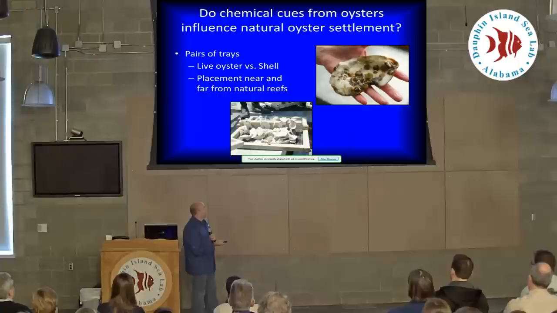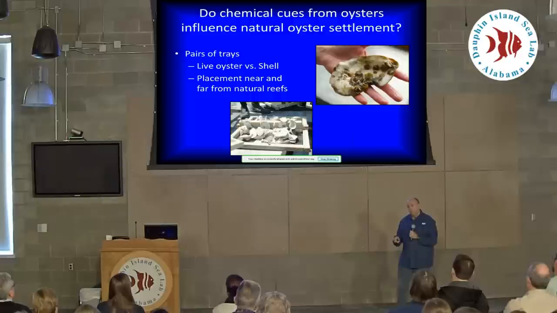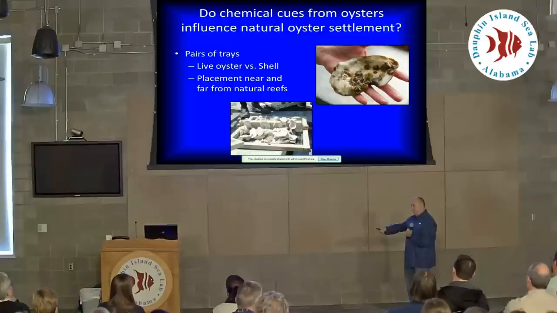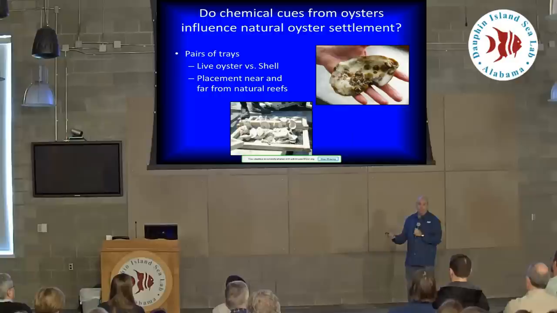So the first study we did was we took these trays and we put them in the field in pairs. In one member of the pair, we just put 20 liters of oyster shell, and in the other member of the pair, we put 20 liters of living oysters. We either embedded these in natural oyster reefs, or we put them about 500 to 800 meters away from natural oyster reefs, which is about as far away as we could get from natural reefs in our field site. And we did this because we thought maybe if you were far away from an oyster reef we would see a difference between our treatments, but in an oyster reef there might be enough ambient cue that it would just sort of mask the signal from our treatments.